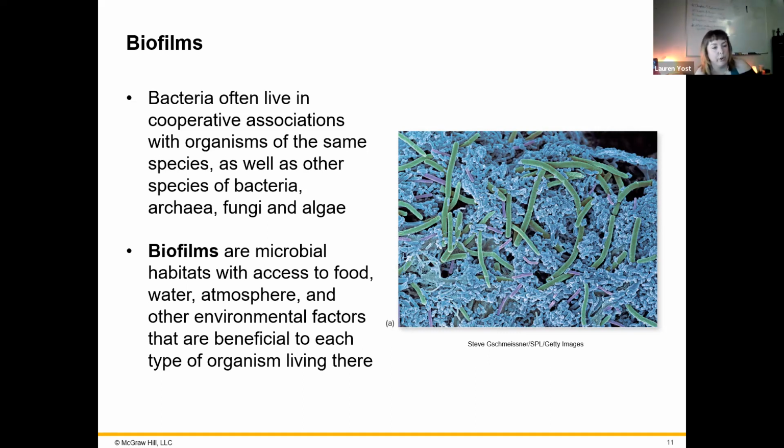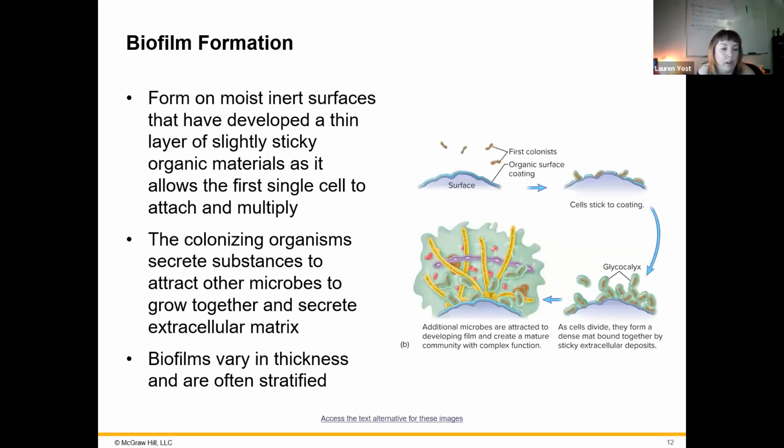They're microbial habitats. They have access to food, water, and atmosphere. This is what we're talking about with plaque on your teeth, right? So FYI, this is how dental caries develops. You get cavities and stuff, breakdown of your teeth. Yeah, so we can have secreting substances to attract other microbes or other signals that could tell the other microbes that they aren't having a good time. Maybe we should detach, for example, and go and live our own little lives.